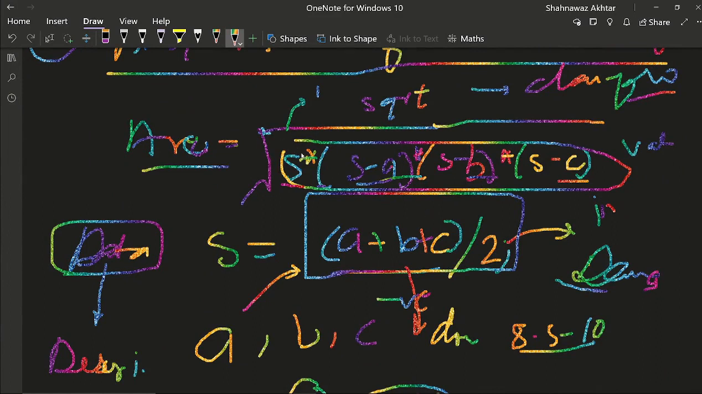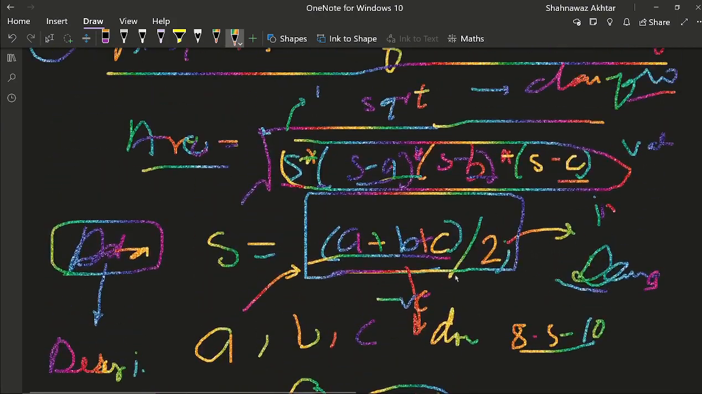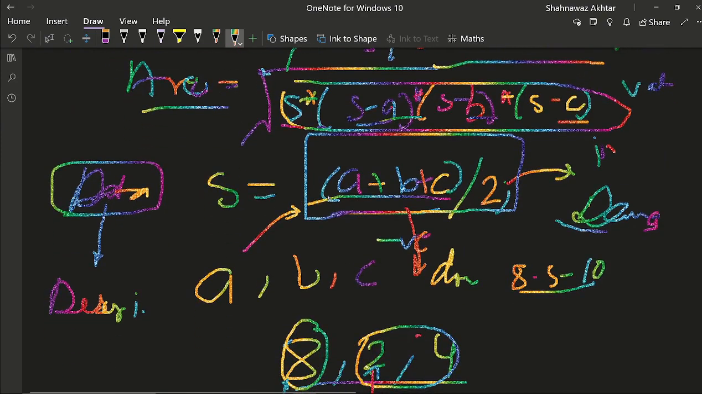Its whole value as rooting. Alright, so now what is s? S is the semi-perimeter, and semi-perimeter was the division of perimeter by 2. And what is perimeter? It is the summation of all the sides. Now, what is being written here? So this is the calculation for semi-perimeter.